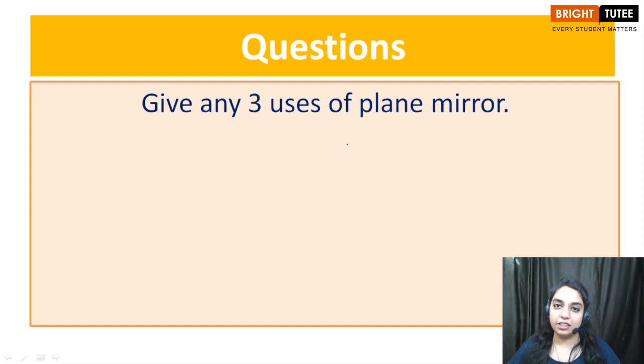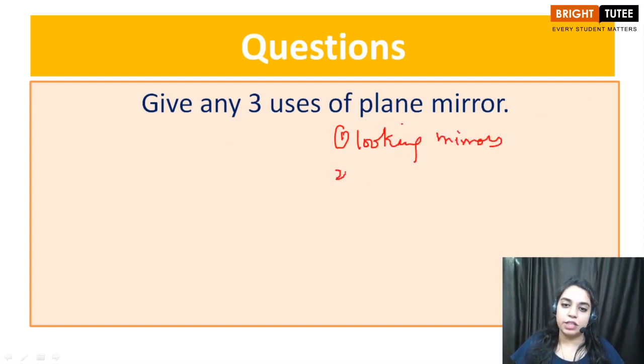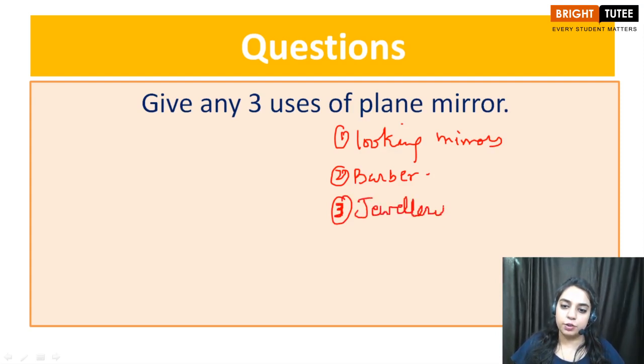So you can write any three uses. They can be used as looking mirrors. Whereas they can be used in barber shops to show the customer the back side of their head or their haircut. And they are used in jewelry shops to create an illusion of a larger dimension. Okay, they can also be used in kaleidoscopes, periscopes, etc. There are so many uses that we have discussed. You can write any one of them, any three of them, or as many points as are asked in your questions. Okay.